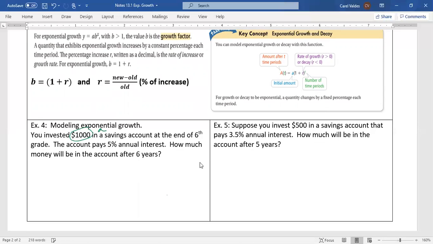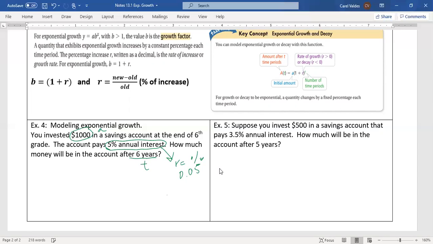You've got 5% annual interest. That's your rate. It's in percent, so you have to change it to decimal. So it's going to be 0.05 because you're going to move the decimal twice to the left. Make sure that your rate is in decimal and not percent. And the last thing you need is your t. So it'll be how much money is in the account after 6 years. This is your t variable.